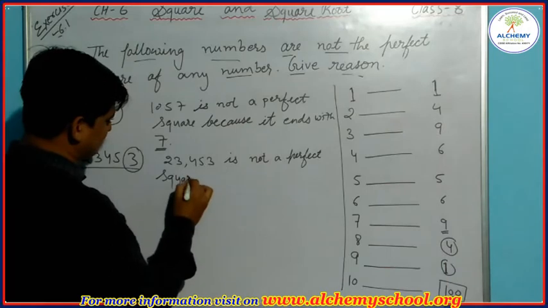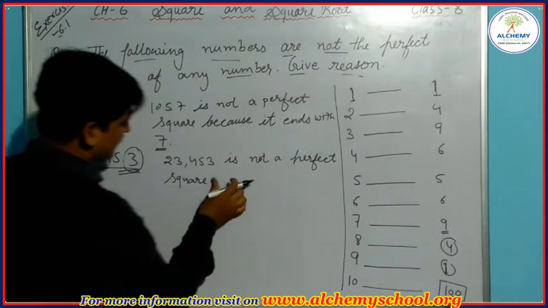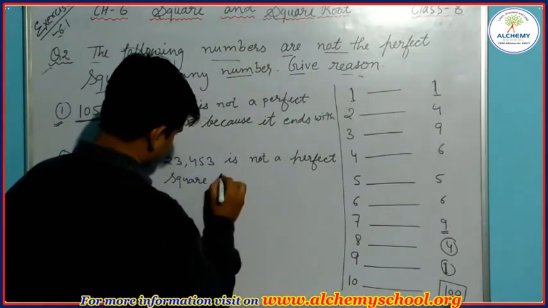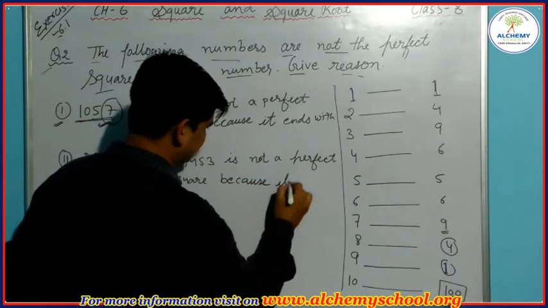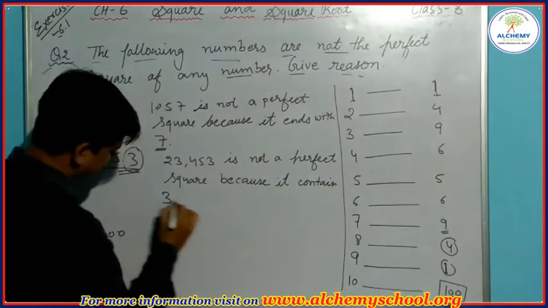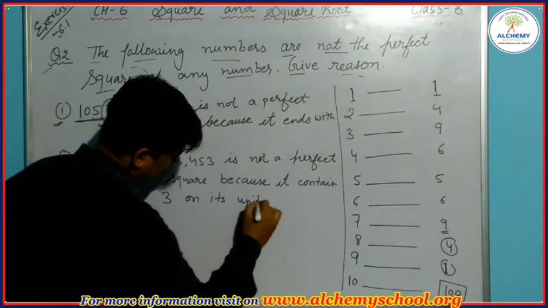Why is it not a perfect square? Because it ends with 3. Okay, because it contains 3 on its unit place.